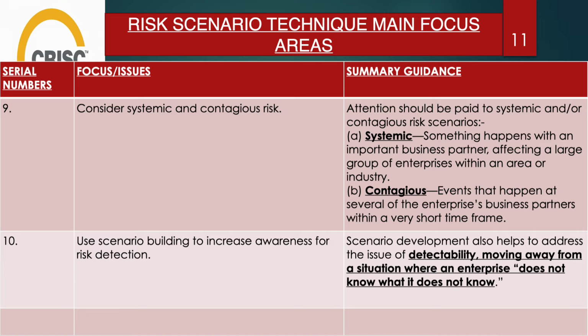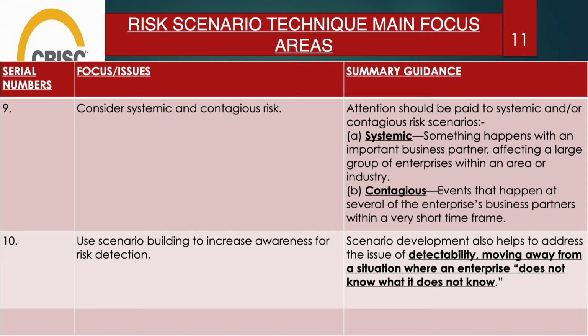Moving next. Next in the chart is consider systemic and contagious risk. Friends, systemic is when something happens with a major business partner that affects a large number of businesses in certain areas or sectors. So a countrywide air traffic control system that goes down for a lengthy period of time, say 6 hours, has a substantial impact on air traffic.